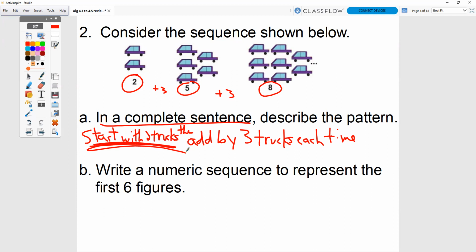Be very careful there. Write a numeric sequence to represent the first 6 figures. They give you the first 3: 2, 5, and 8. They want you to write the first 6. So if we add 3 again, our next number is going to be 11. Add 3 again, 14. Add 3 again, 17. Be careful. Another common mistake is not doing enough of them, like forgetting the 17, or doing too many. They only want the first 6. So you need 2, 5, 8, 11, 14, and 17.